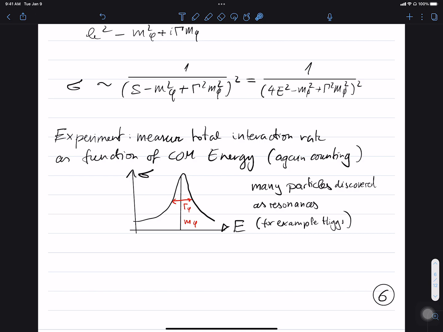And this width here corresponds roughly to the width of this distribution here. So from the width of the distribution, we can understand what the lifetime is. For a very long-lived particle, gamma is very small. The decay rate is very small, so this becomes a narrow peak and a very clear, pronounced resonance.